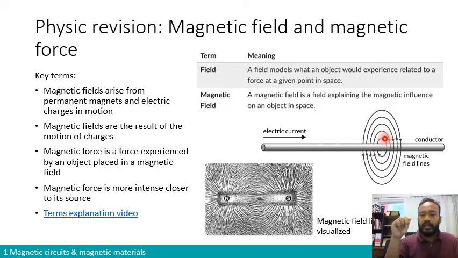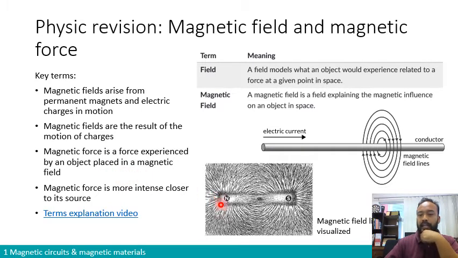So it is not something that is visible. What you feel is not the field. What you feel is basically the force, because the object that you are touching is placed inside the field. So magnetic force is the force experienced by an object placed inside that magnetic field.